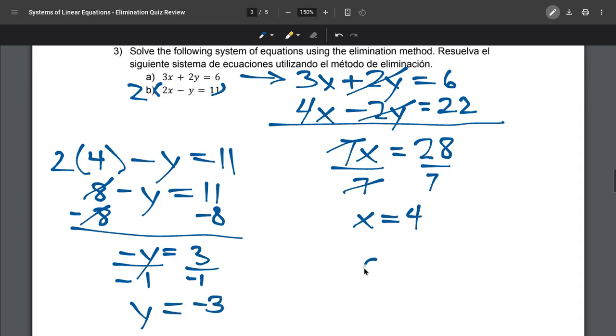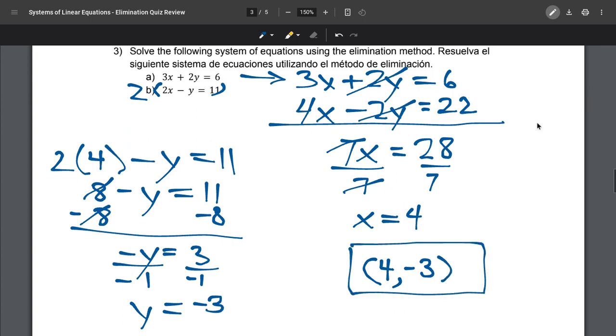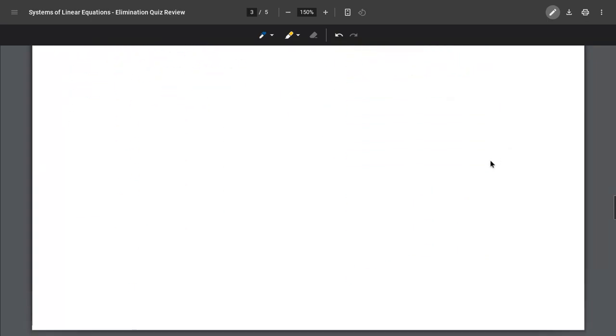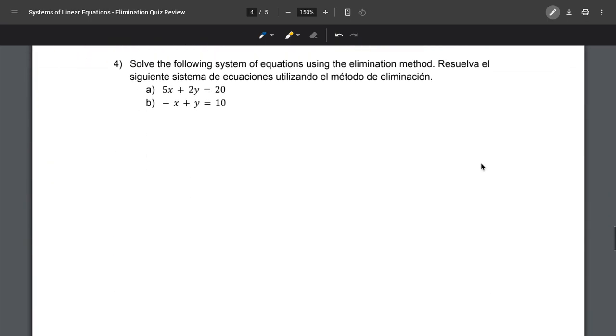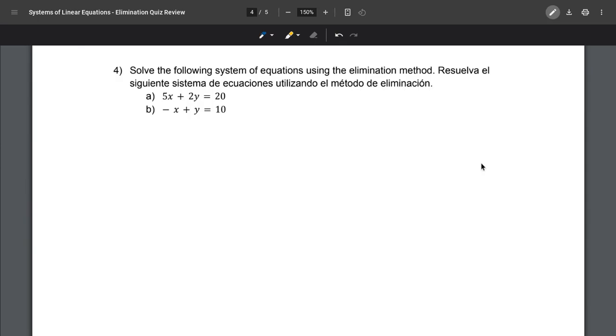So our solution here is going to be 4, -3. And there we go. Okay, let's keep going. We've got 2 more in this review to go. All right, this next one, we have 5x plus 2y equals 20 and -x plus y equals 10.